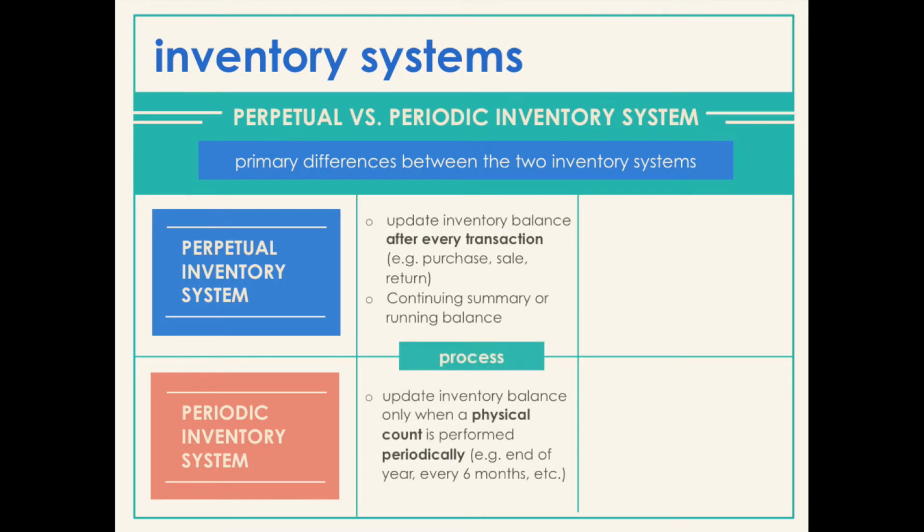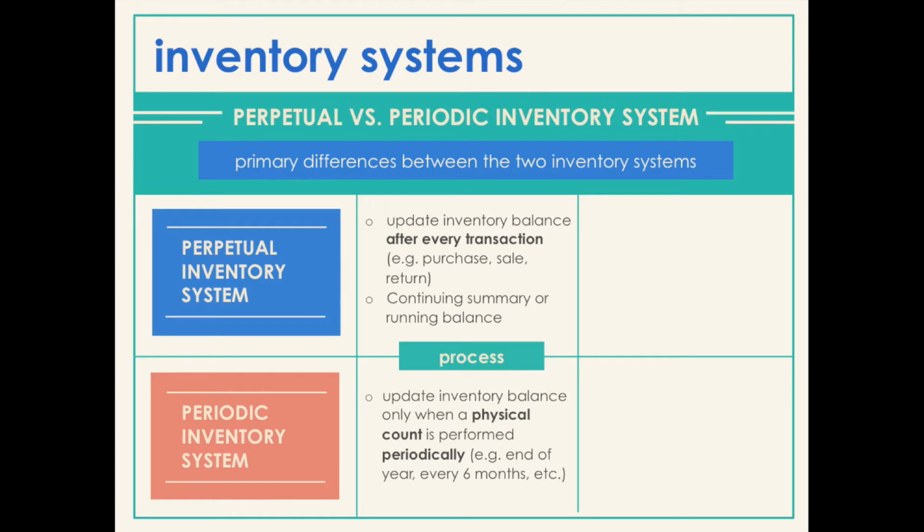The first main difference lies in the process. Under the perpetual system, the inventory balance is updated after every transaction, whenever there is a sale, a purchase, or a return to the vendor or by a customer. Because the inventory is always updated, the company has a continuing summary or a running balance or the correct amount of inventory readily available at any point in time.